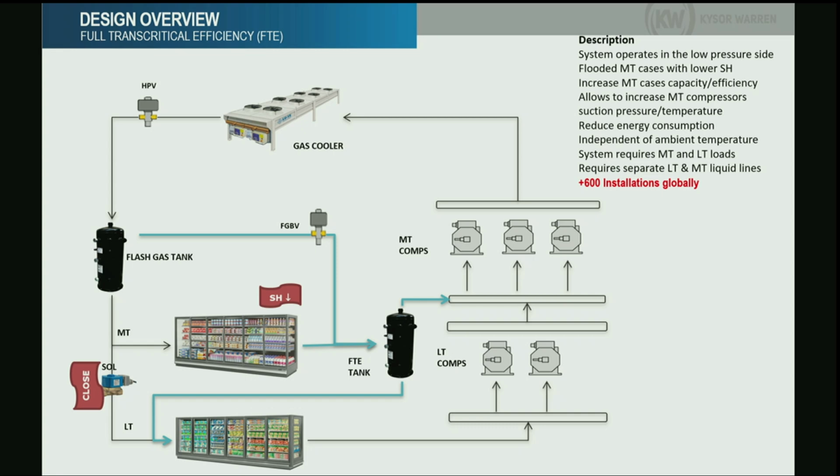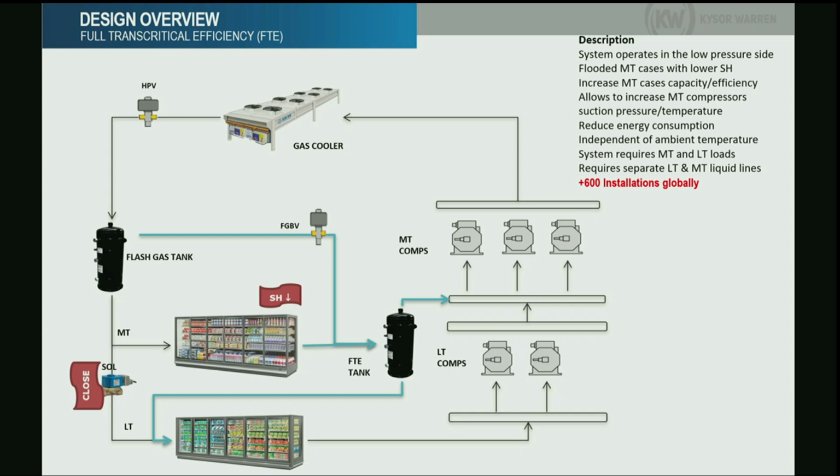We don't send liquid, but we do have vapor and liquid in this FTE tank. So when we have enough liquid in the FTE tank, we can send a signal to this solenoid valve to close. When this valve closes, we don't have more refrigerant coming into the low temperature cases. The compressors don't know that we closed the valve, so they keep running, and at some point, the pressure in this line is going to be less than the pressure in the FTE tank. And just by pressure differential, the liquid from the FTE tank is going to flow and feed the low temperature cases and go back to the low temperature compressors.